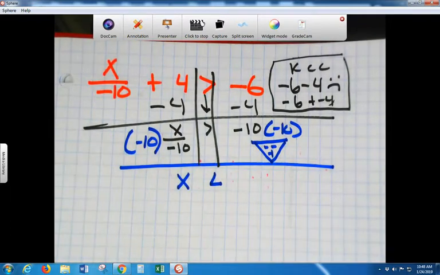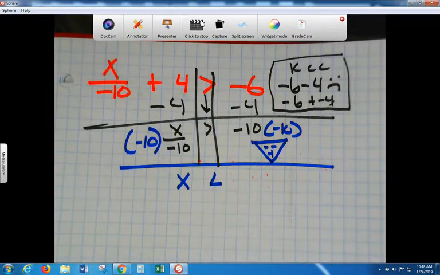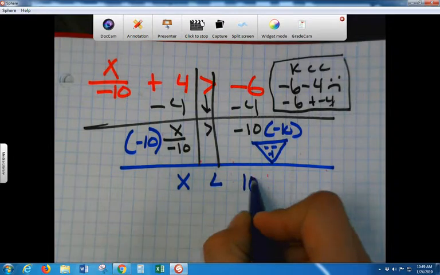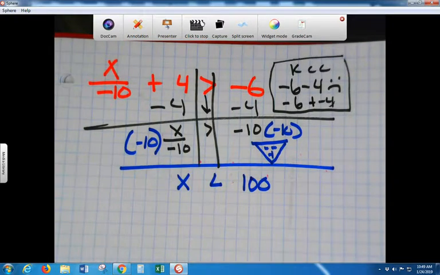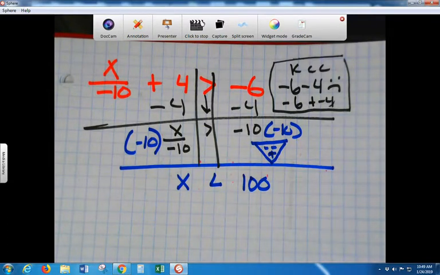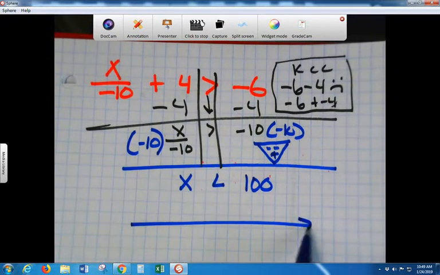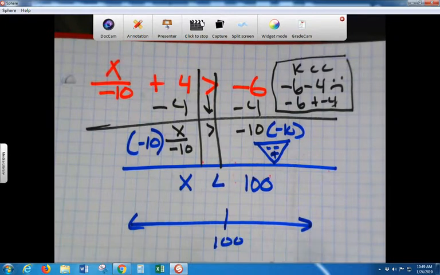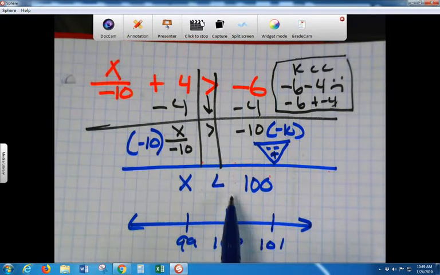What's negative 10 times negative 10? Negative 100. It is 100. Thank you. Because a negative times a negative is a positive. Good. And 10 times 10 is 100. Negative. Open or closed circle? Open. Which way do I shade? Left.